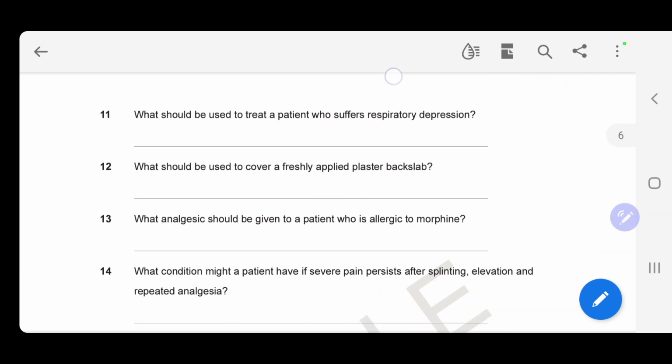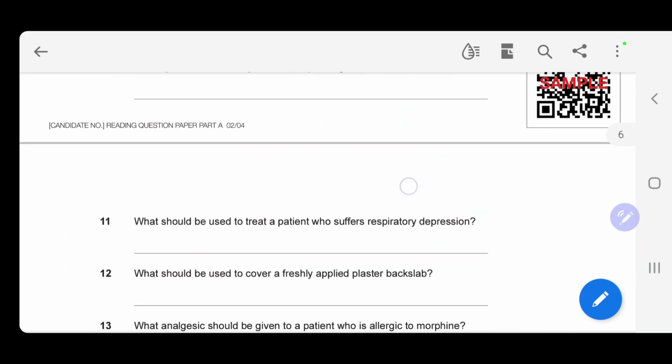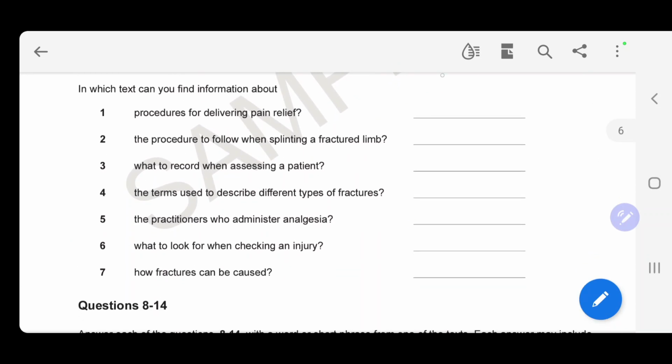What should be used to treat a patient with respiratory depression? We remember it was in C, and we can write down the answer. And when moving on to part B, make sure that the answer is grammatically correct. And at the end, without looking back at the text, we can go quickly and write down the answer A to D. Let's say, procedure for delivering pain relief.